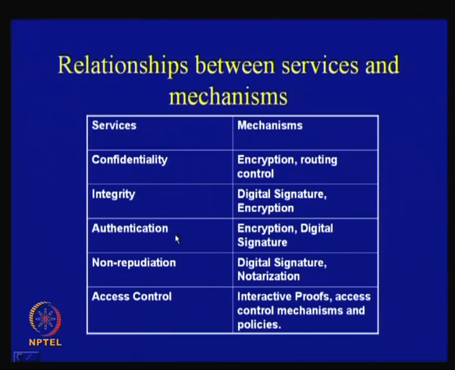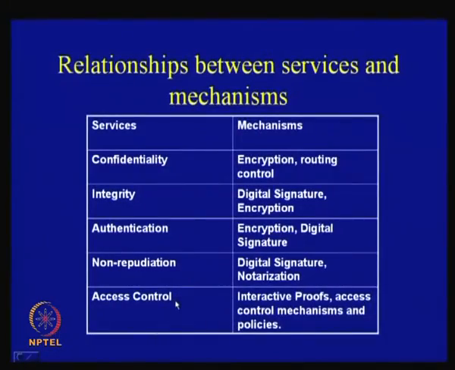The other important service is authentication, which is achieved using encryption and digital signature. As we have seen that digital signatures are used for integrity, they may also be used for authentication as well. The other service is non-repudiation, which is obtained using digital signatures again, and also by notarization, as I have just told you, because a trusted third party can keep saving and storing all the information which is being transacted, and a denial later on can be detected by the trusted third party.